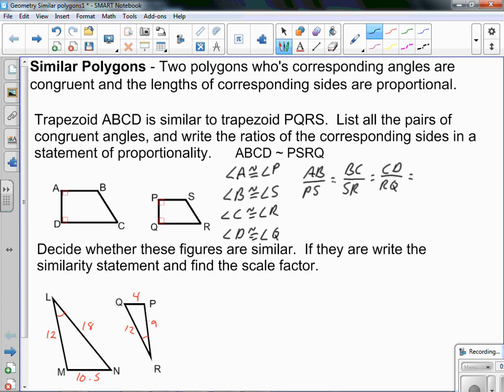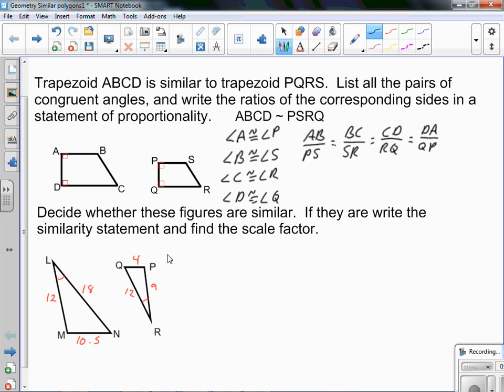And then lastly, DA over QP. So if it's indeed similar, then when I actually put the lengths in for these spots in those ratios, all four of those ratios should simplify down to be the same values. And so with that, we want to decide whether these two figures are similar.